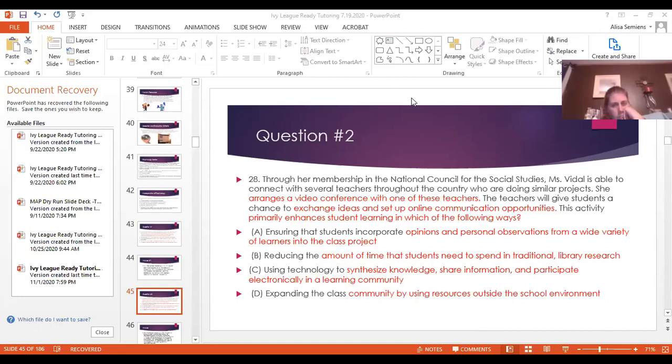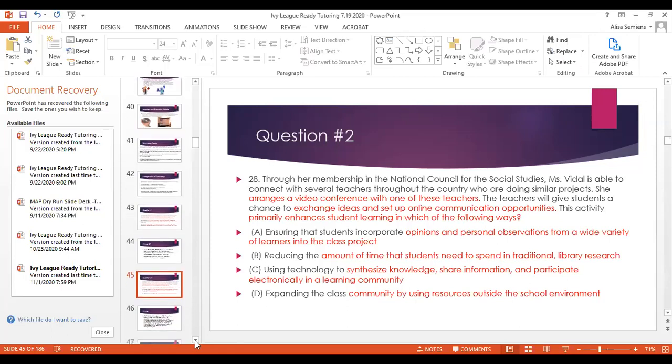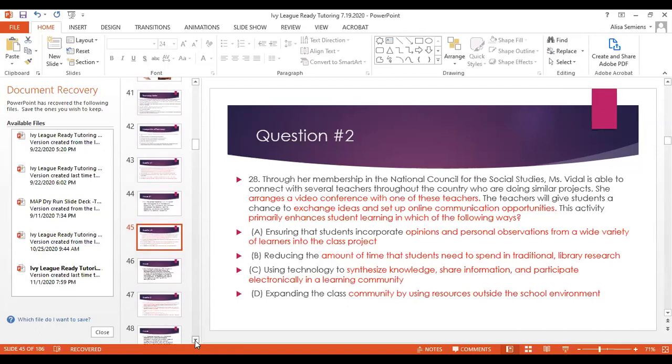So most of us said C, right? And looking at these buzzwords, synthesize knowledge, share information, participate electronically, that is basically the meat and potatoes of Competency 9. These are the buzzwords that we see a lot of. So C would absolutely be the correct answer. Does anyone have any questions about why that's the right answer? Okay.